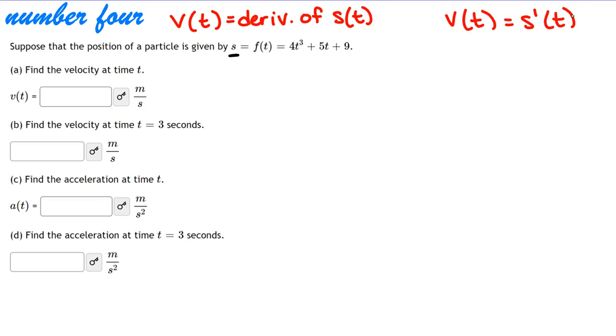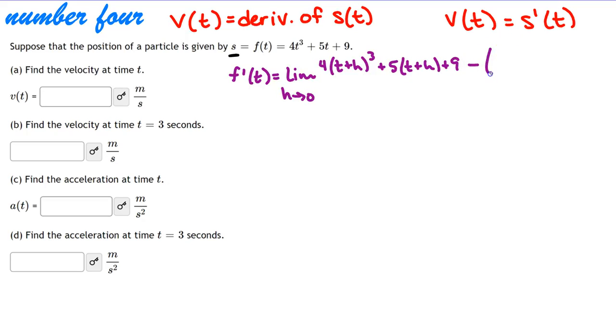Okay? So we need to find the derivative of the function we were given, using one of our two derivative techniques. So since on the last problem I used the x goes to a method, how about if on this problem I use the h goes to 0 method? So we have f prime of t is equal to the limit as h approaches 0 of, now in the function we have to put t plus h, so 4 times t plus h quantity cubed plus 5 times t plus h plus 9 minus the function itself, 4t cubed plus 5t plus 9, all over h.